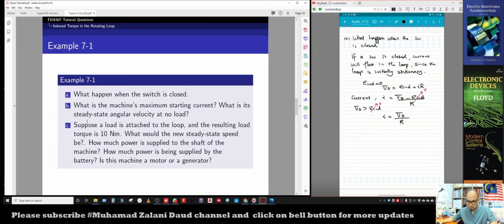Next, we know that the current is VB divided by R. What happens next is this current flows through the rotor, which is the wire loop, producing torque.